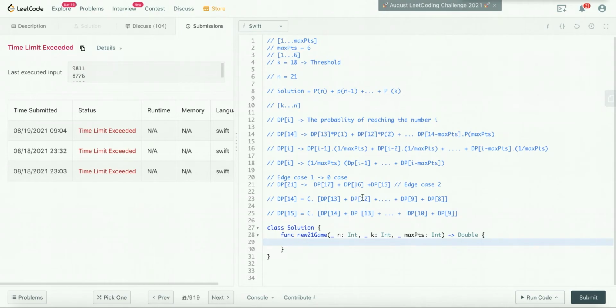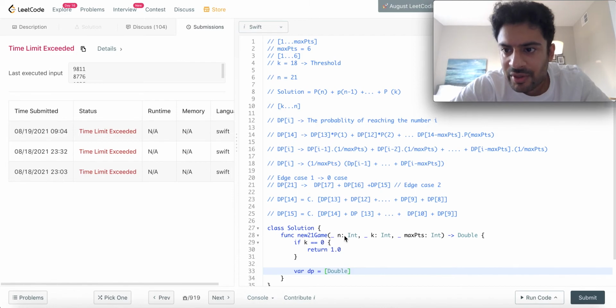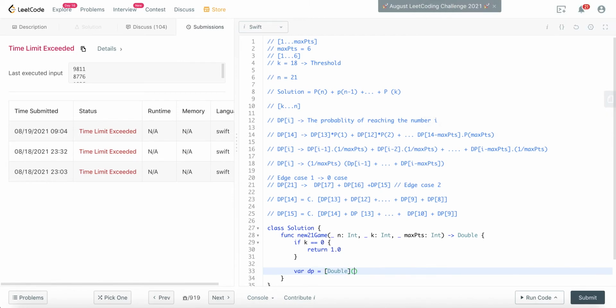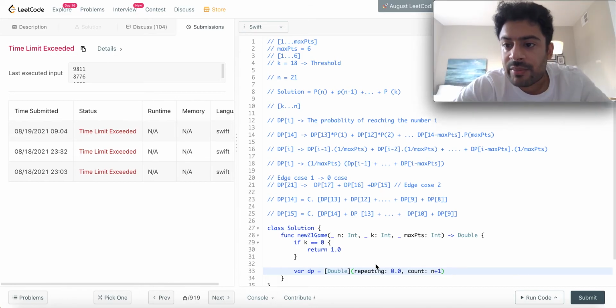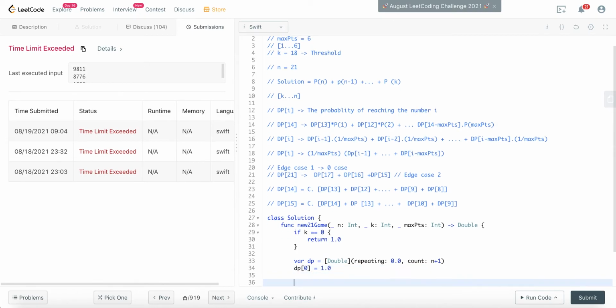Cool. So adding some edge cases first. If k is equal to 0, actually I shouldn't have deleted everything. I'm just going to repeat. I've already explained this edge case. I'm going to define the dp array. This time I'm just going to define the dp array until n, because we need only until dp of n. I won't do it to max points like the previous solution. So initializing everything to 0, the size to n plus 1, because we would need dp of n, and dp of n minus 1 until dp of k, and we'll just initialize dp of 0, which, as I explained earlier, will be 1.0, 100% probability.